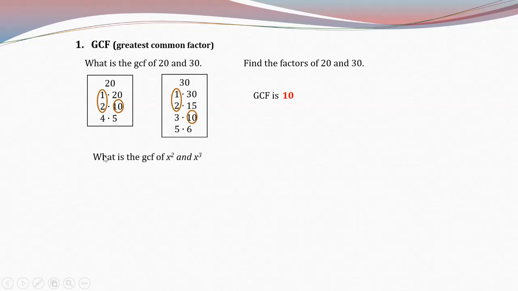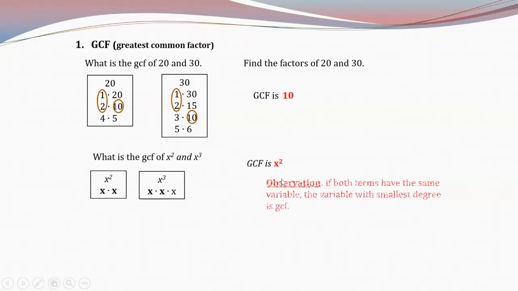So now you have variables in math. So you have x squared and x cubed. Between x squared and x cubed, what's the highest factor? Here we have x squared is x times x, and x cubed is x times x times x. So how many x's do they have in common? It's going to be 2. But it's going to be x squared, because x times x will give you x squared. So my GCF of the two variables is going to be x squared.